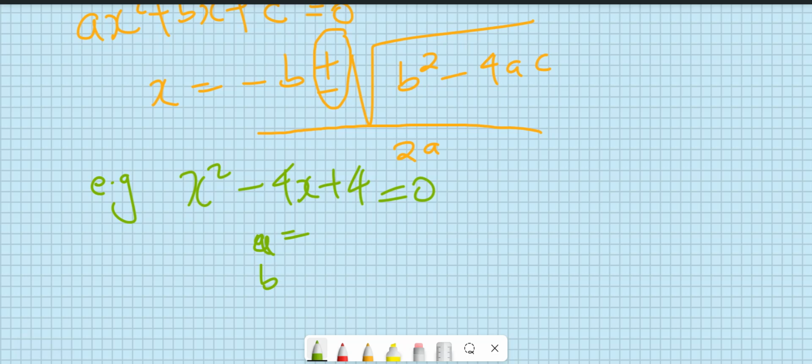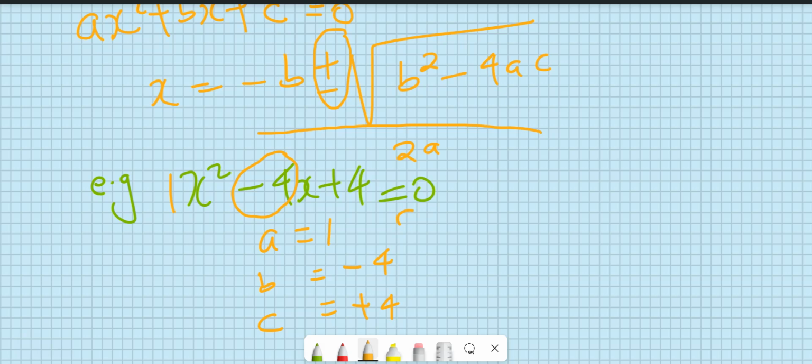So the first step, as I said, you need to identify what is your a, what is your b, and what is your c. Your a in this case is 1. Your b is negative 4. Please don't forget to include the sign before the coefficient. Then c is positive 4.